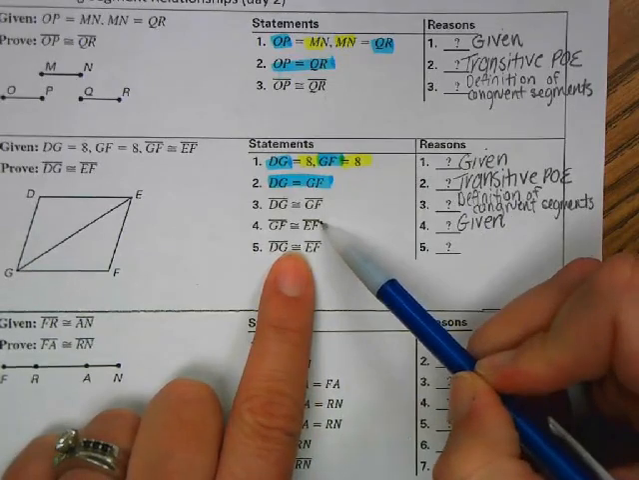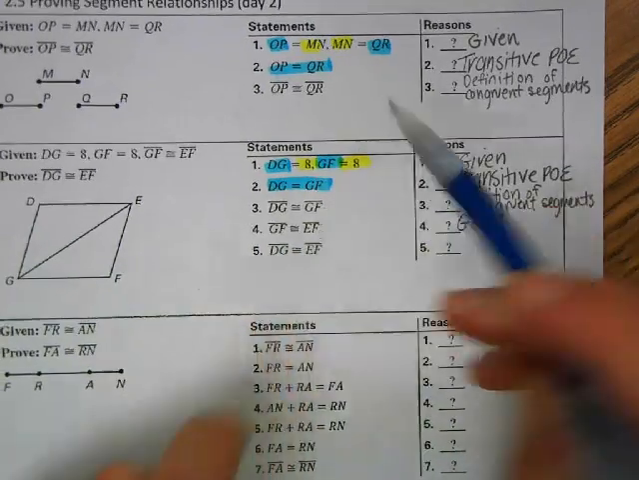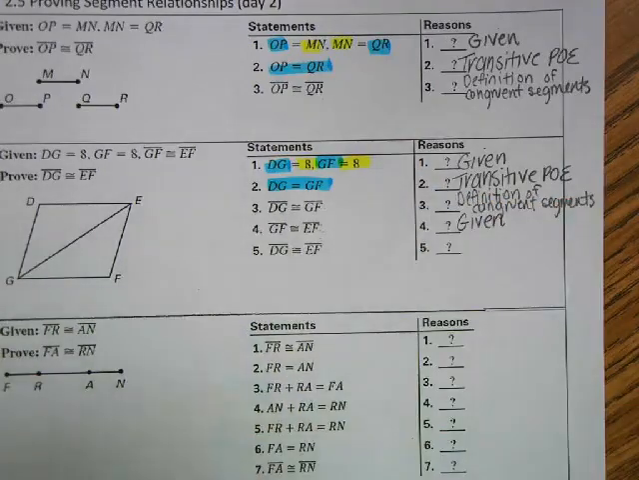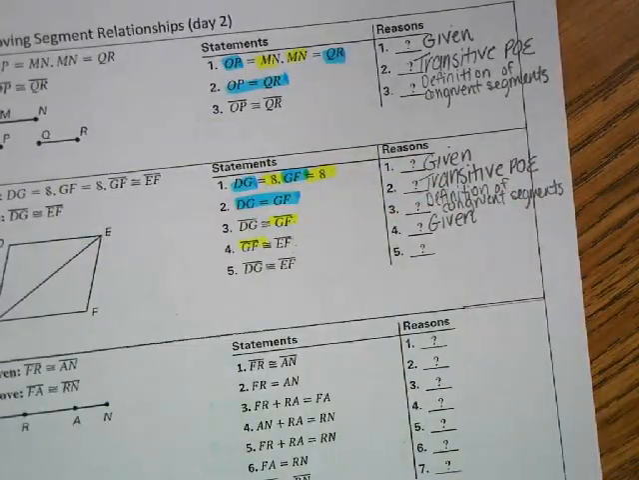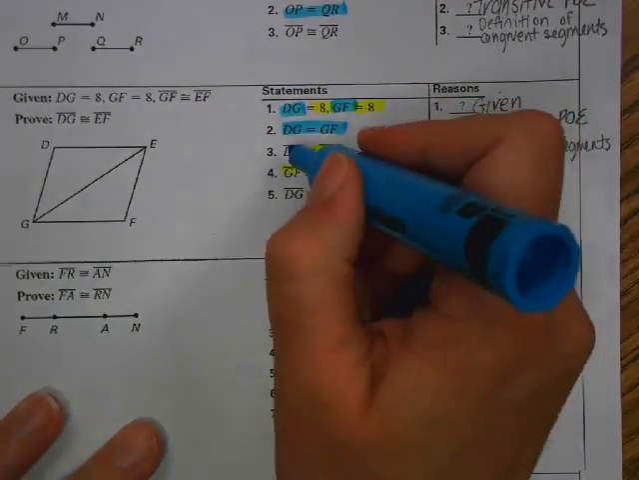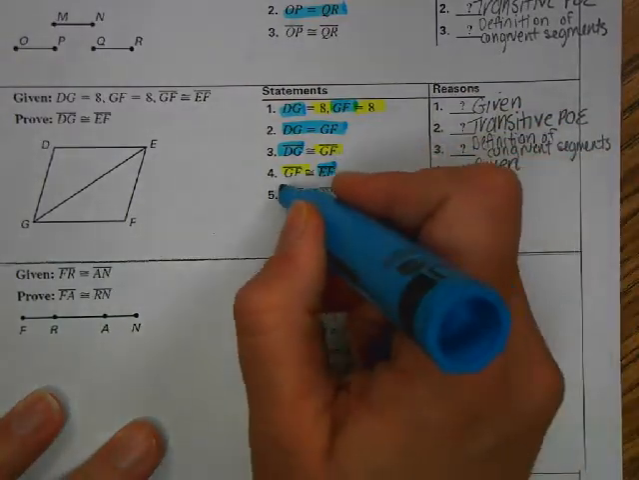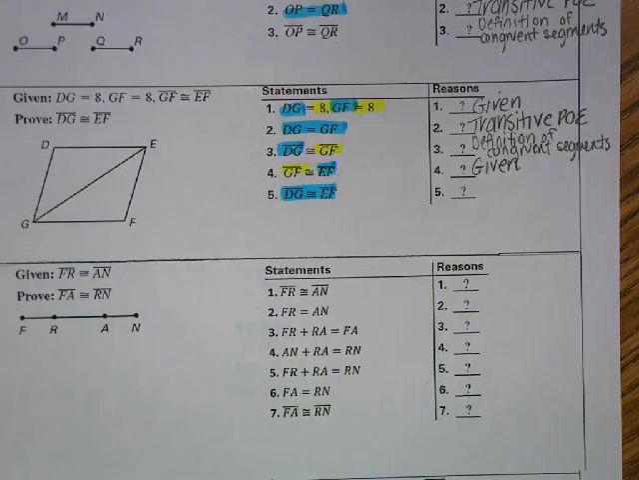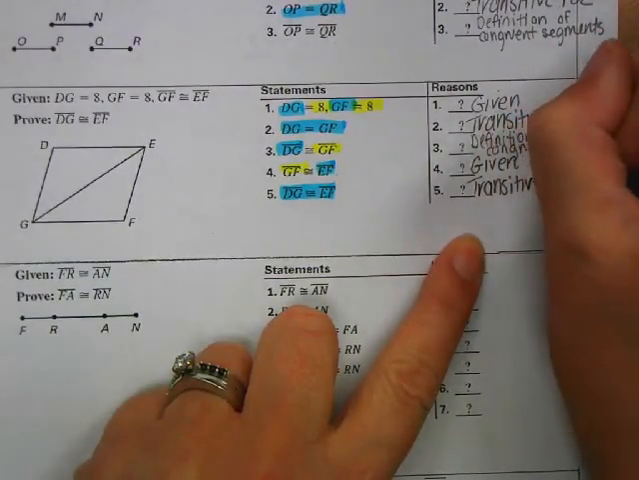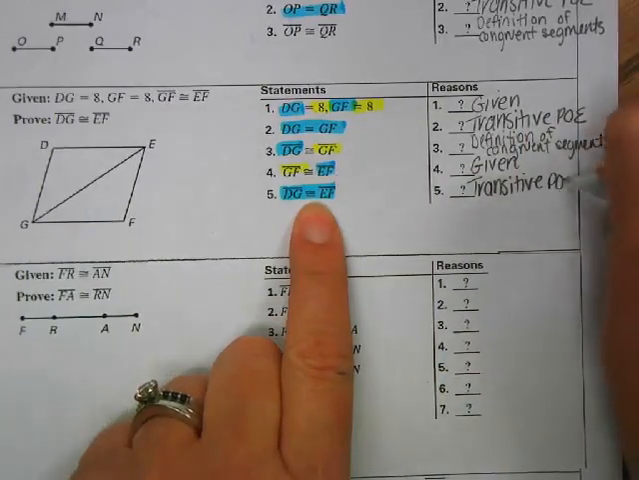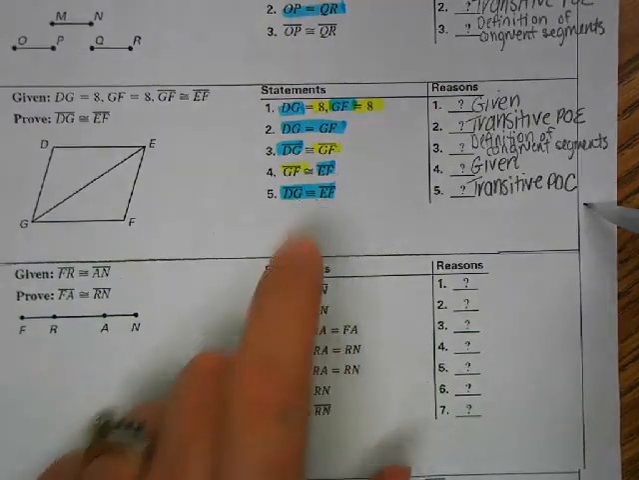Then you had your given, and now you're combining steps 3 and 4. So notice that GF was equal to 2 different segments. It was equal to segment DG and segment EF. So therefore, segment DG and segment EF are congruent because of the transitive property. But it's property of congruence this time because there's a congruent symbol in step 5.